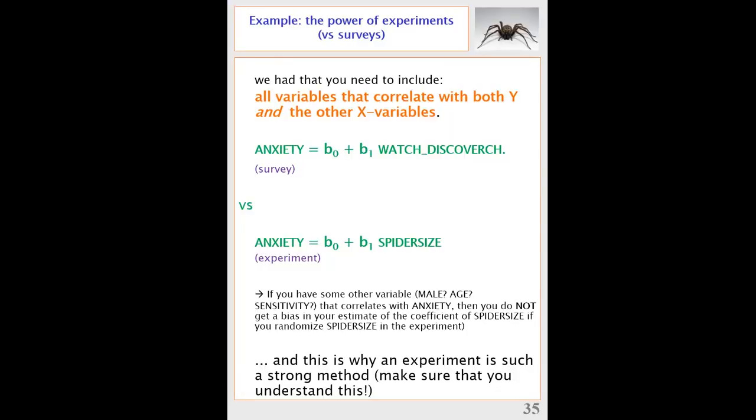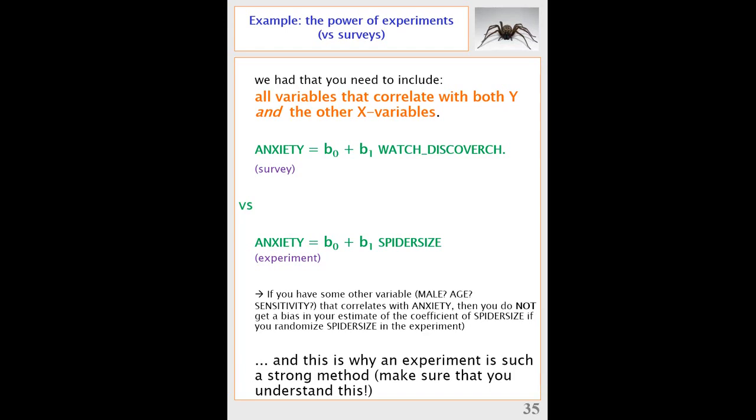Okay, so let's see that once more. This would be a survey like the spider example again. I'm trying to predict how anxious you get, and I predict this from, let's say, how often you watch Discovery Channel, the number of hours in a week. Because I have the idea that if you see more spiders on television, then you get rid of your anxiety, or it might be different. That would be survey data. If I'm interested in figuring out what that B1 is over there, I need to collect all other variables that predict both anxiety and how long you watch Discovery Channel. I get a big survey.